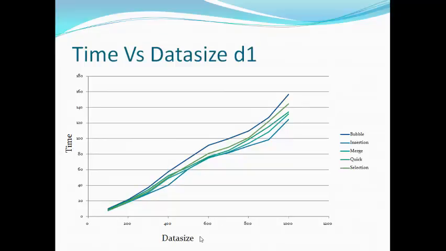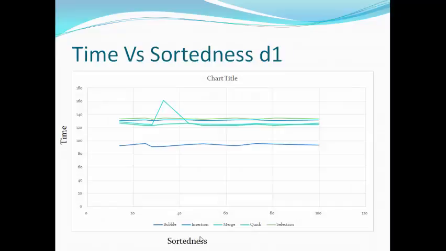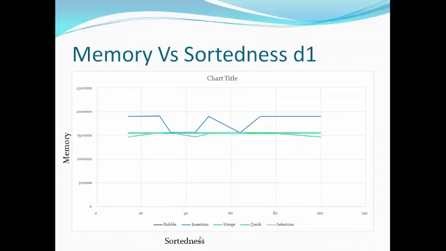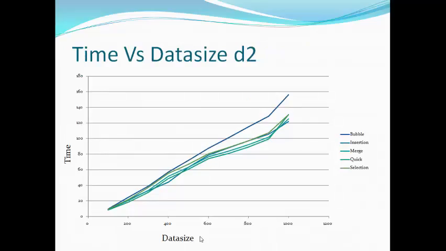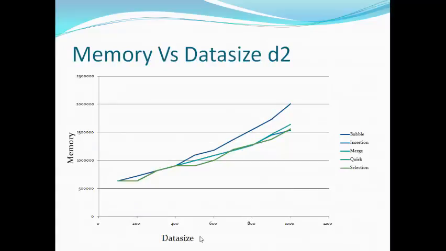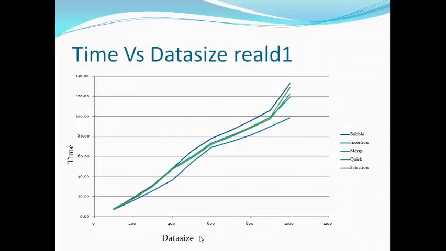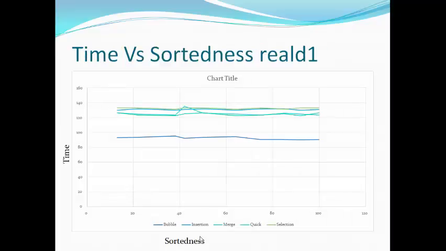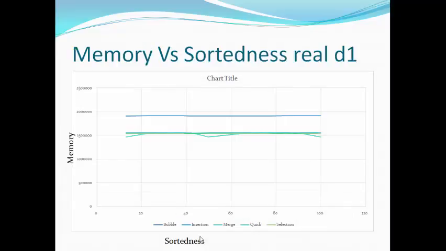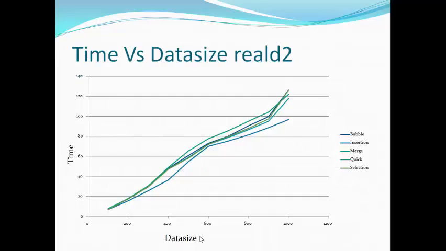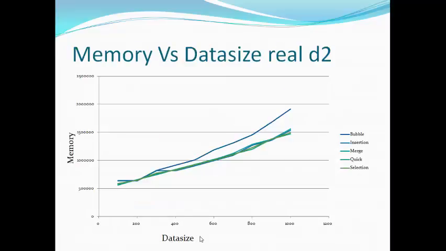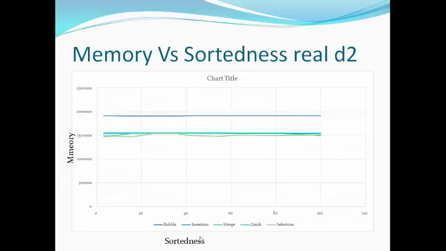Here are the time and data size graphs for synthetic dataset 1. Memory versus data size, time versus sortedness, and memory versus sortedness are shown, followed by the same graphs for the other datasets.